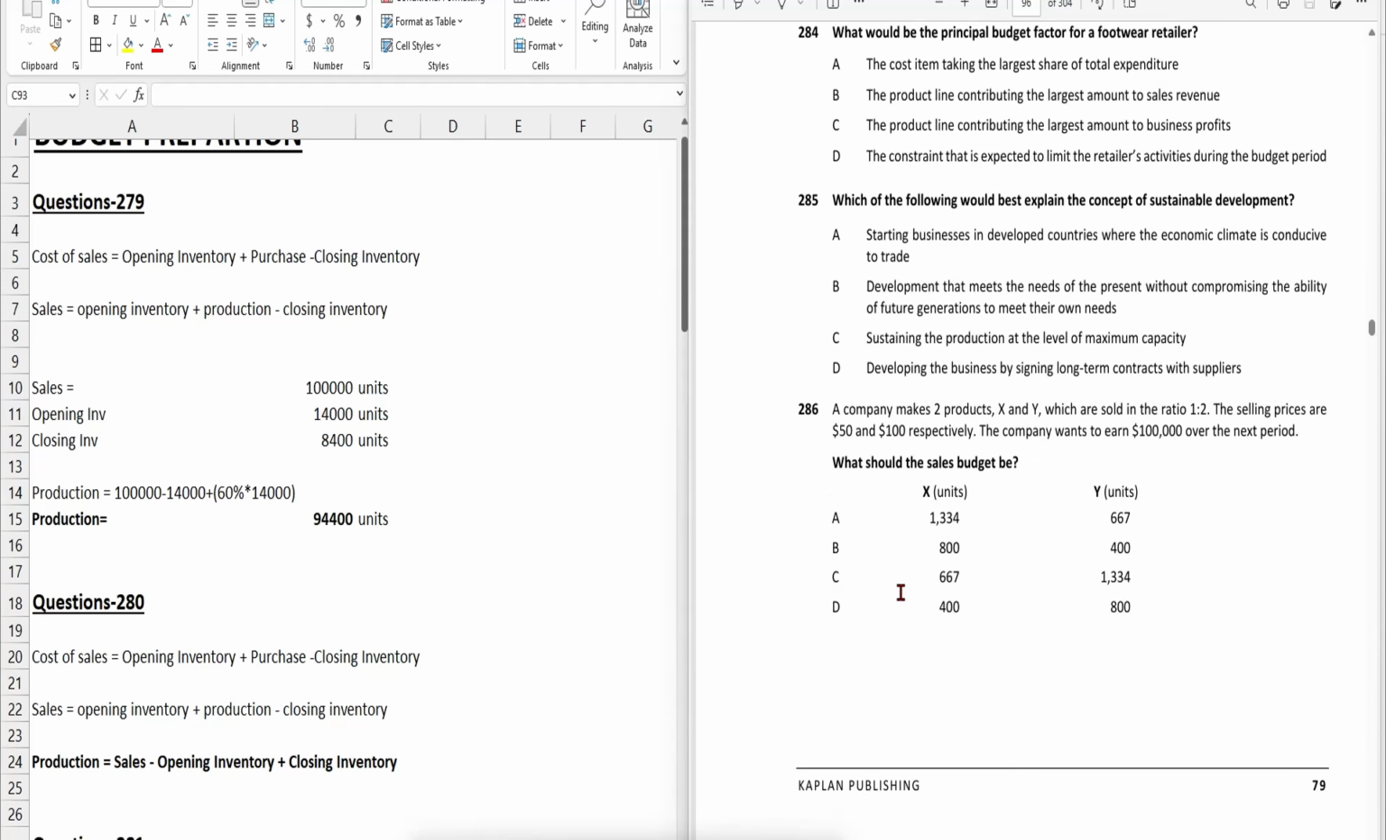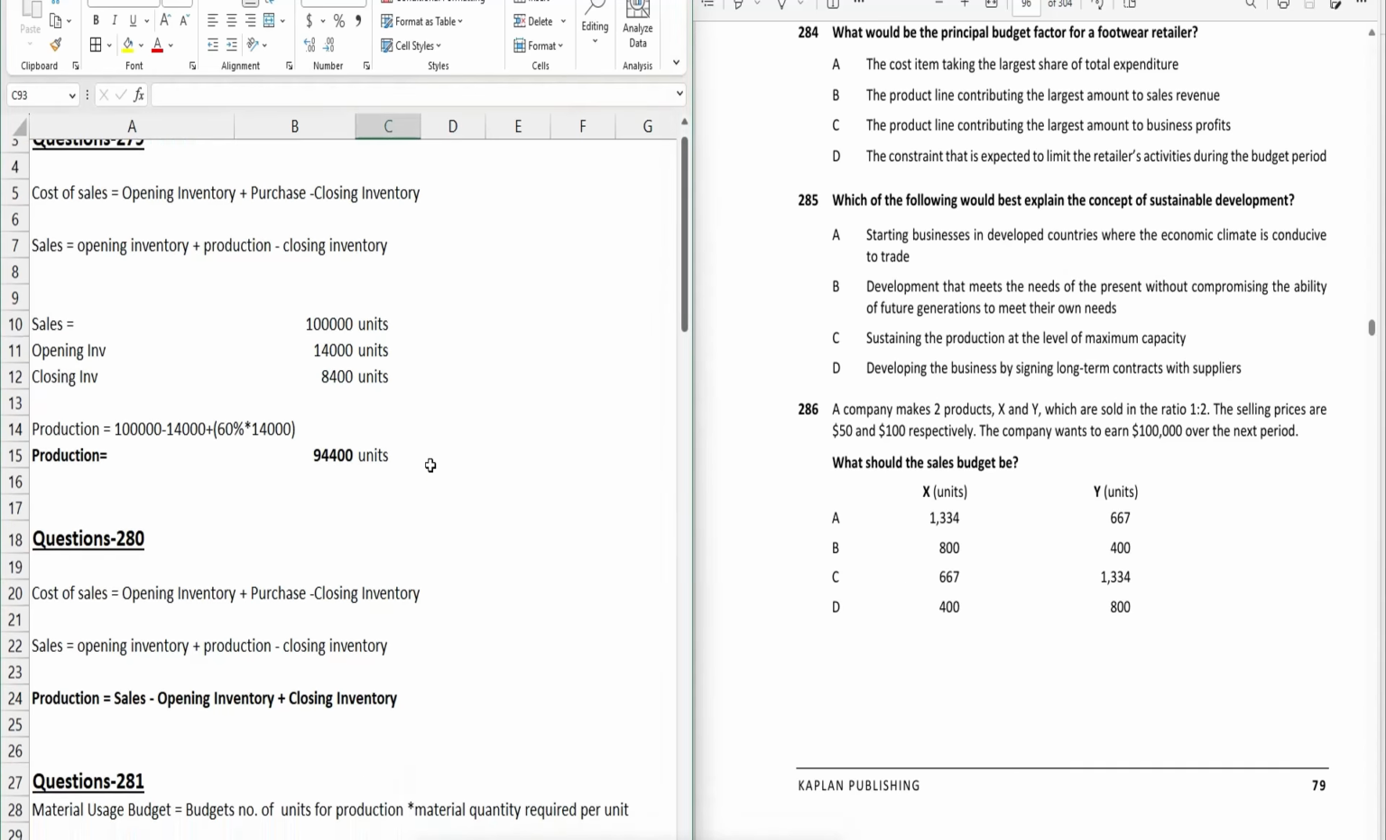Let's move to question number 286. It's very easy, but I know some of you might have found this question challenging, so let's solve this together. A company makes two products, X and Y, which are sold in the ratio of 1:2. The selling prices are 50 and 100 respectively. The company wants to earn 100,000 over the next period. What should the sales budget be?